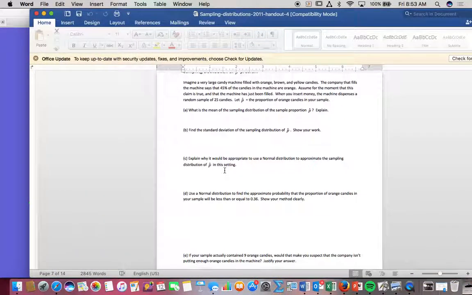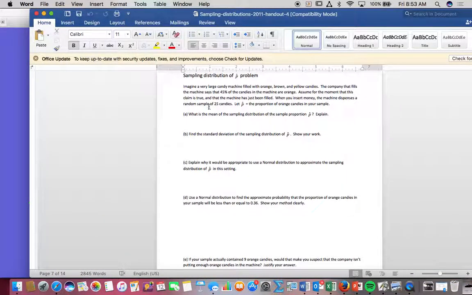I'm going to pull this one up. And I'm sorry, for some reason, this didn't get a number or a label on it. That's my fault. I'll try to tweak that for next time. But right here, it says, imagine a very large candy machine. I think it is on the second page. Page 7? Sweet. Thank you very much. Number 7 right at the top, okay?